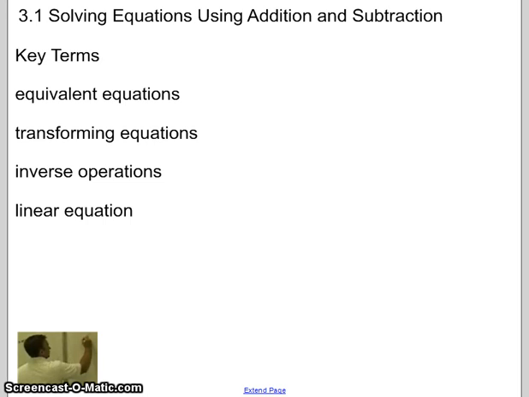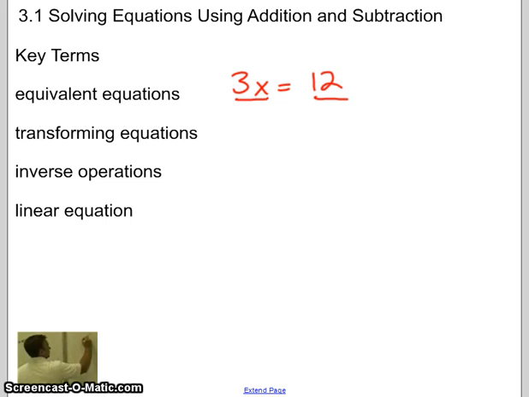Alright, equivalent equations is when two equations or one equation is equal on both sides. Okay, so 3x equals 12. Alright, so we know that 3x equals 12. 3x is the same thing as 12.